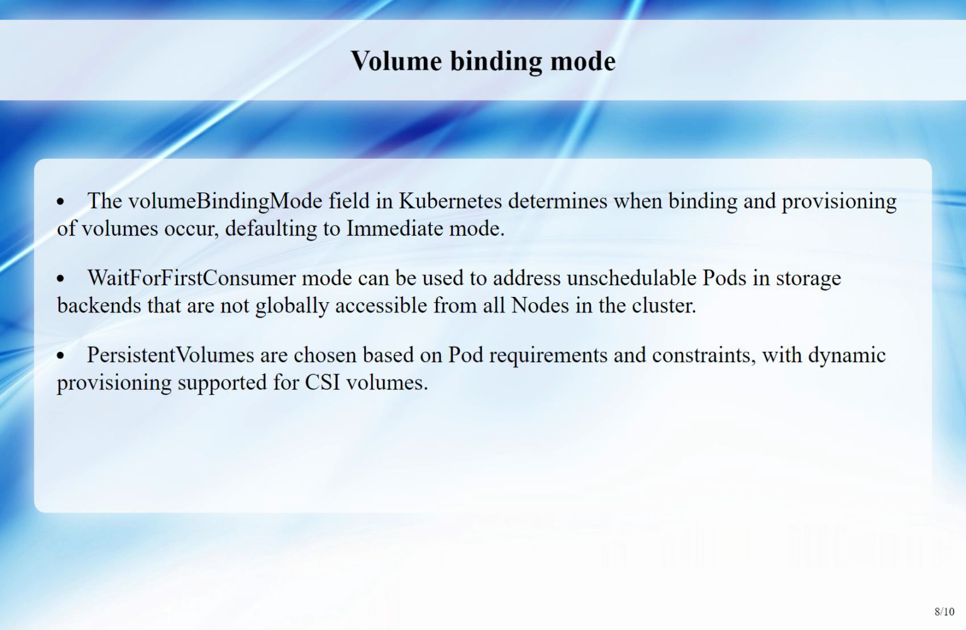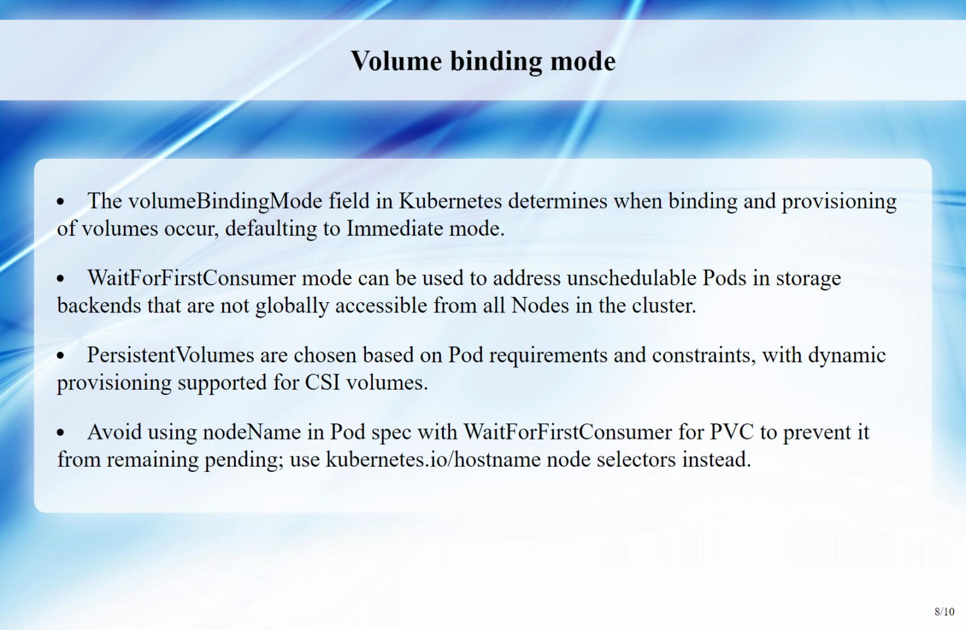This mode ensures that persistent volumes are selected or provisioned based on the pod's scheduling constraints, including resource requirements, node selectors, pod affinity and anti-affinity, and taints and tolerations. Certain plugins support WaitForFirstConsumer with dynamic provisioning, such as CSI volumes, provided the CSI driver supports it. The use of nodeName in the pod spec should be avoided when using WaitForFirstConsumer, as it may cause the PVC to remain in a pending state. Instead, node selectors for kubernetes.io/hostname should be used.